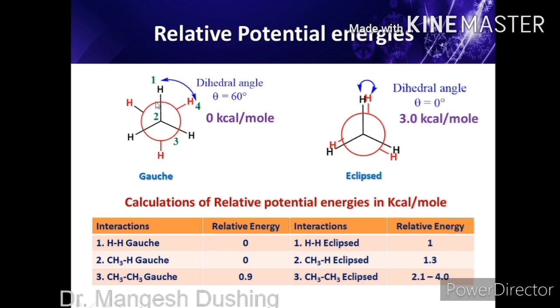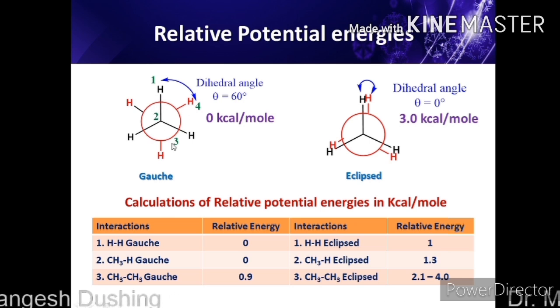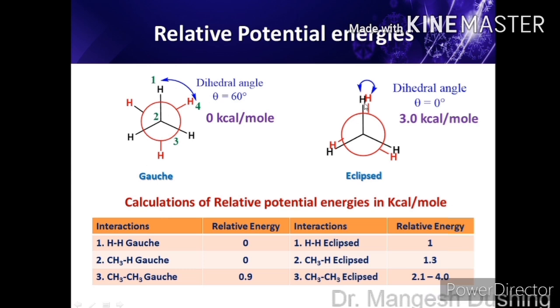Here in this Newman projection formula, this is the first hydrogen atom, this is the second atom, the front carbon atom, this is the third atom, the rear carbon atom, and this hydrogen attached to the rear carbon atom is the fourth atom. So if this hydrogen and this hydrogen make an angle of 60, then this conformation is called gauche. And if all bonds, all atoms are parallel to each other, that means the dihedral angle is 0, then this conformation is called eclipsed conformation.